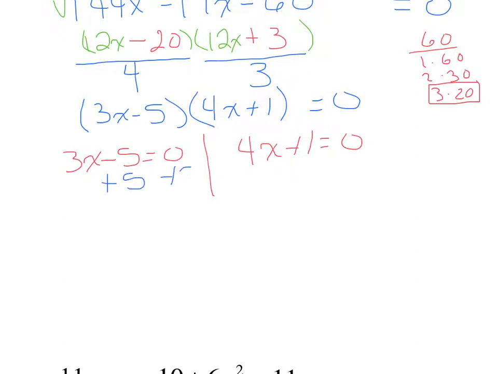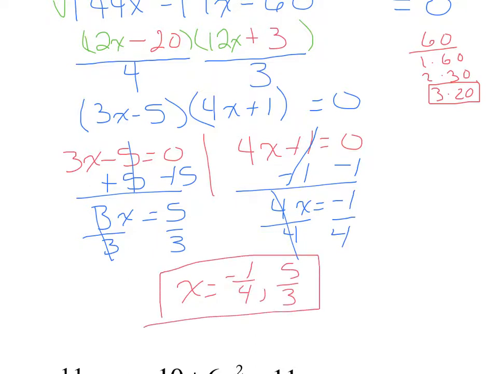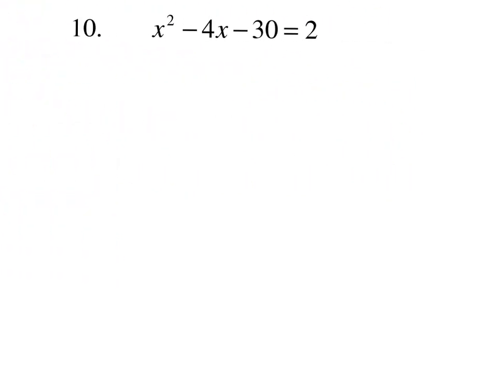Add 5 to both sides. And then divide by 3. x equals 5/3. Subtract 1. And divide by 4. x equals negative 1/4. So x equals negative 1/4 and 5/3. So positive 5/3. That was question 9. So we're going to move on to question 10.